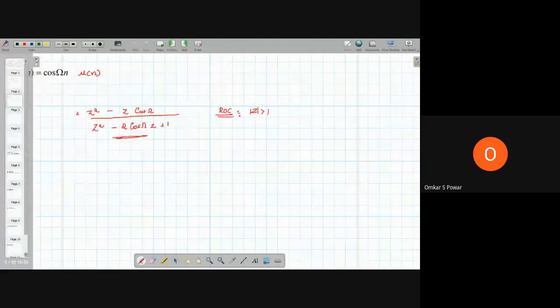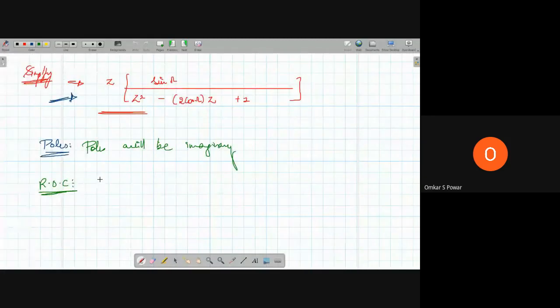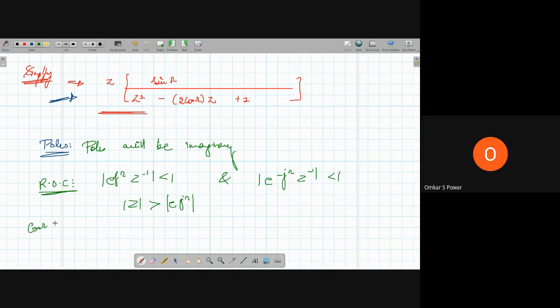Let me solve this ROC for you. So what are the two conditions? Mod e power j omega z to the power of minus 1 should be less than 1 and mod e power minus j omega z to the power of minus 1 should be less than 1. So this we can get as mod z is greater than mod of e power j omega. Now e power j omega is nothing but cos omega plus j sin omega. If you take the magnitude of this, it is 1, right? Because root of a squared plus b squared, so root of 1 plus 1 is 1.